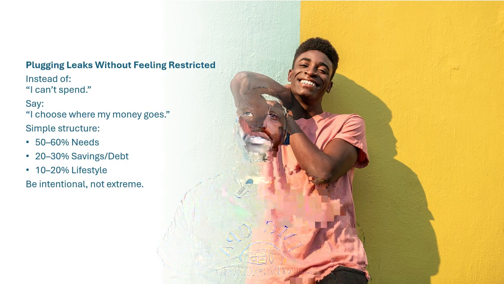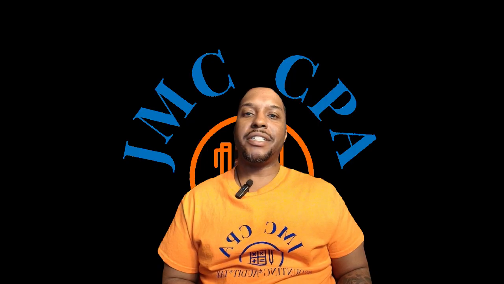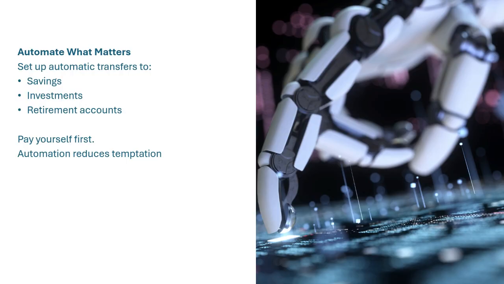One of the most effective ways to stop money leaks is automation. If you're able to, you're going to want to set up automatic transfers to your savings, investment accounts, and retirement contributions. If that money moves before you see it, you're less likely to spend it. Automation removes temptation and it protects your future self.